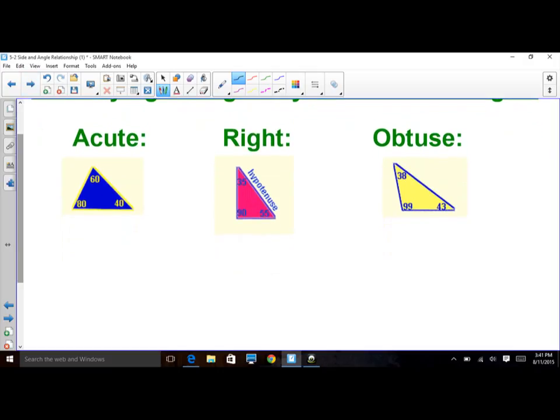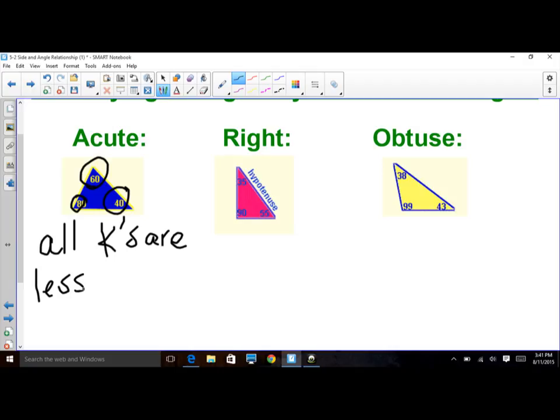The first is acute. If you take a look at the angles inside of an acute triangle, you're going to notice that they're all less than 90 degrees. They're all acute angles. So when we have an acute triangle, all angles are less than 90 degrees. If you have a situation like that, then we know it's an acute triangle and we can classify it.